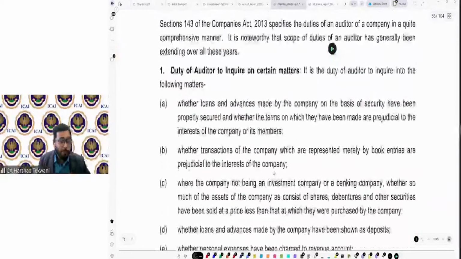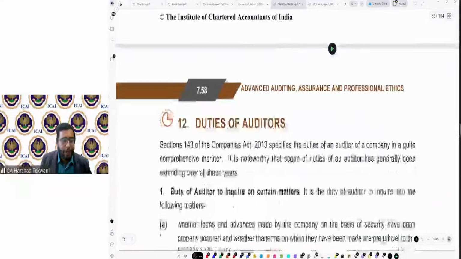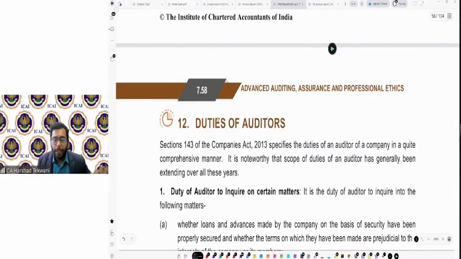Okay. Now, the next part that I want to cover with respect to reporting is where the reporting comes through a law or regulation, specifically when I talk about the Companies Act. Section 143 of the Companies Act is the one where a reporting requirement comes into the picture for the auditor.